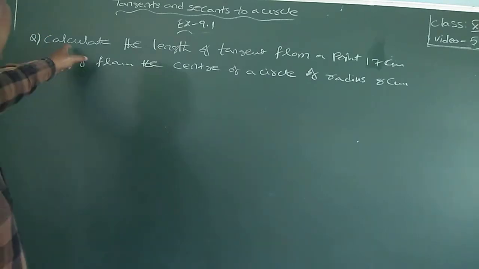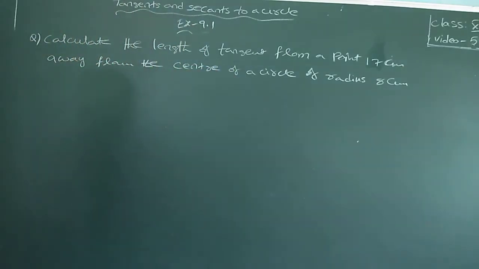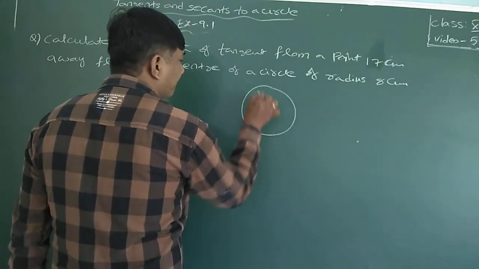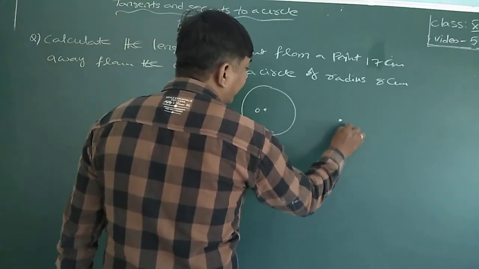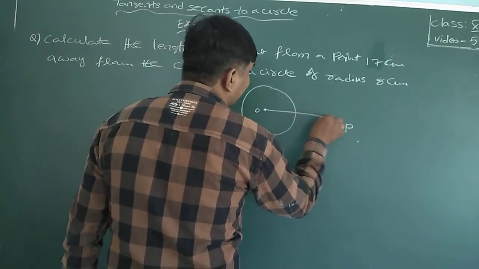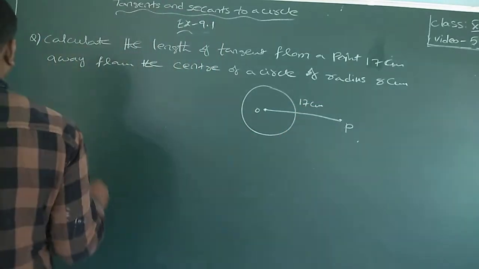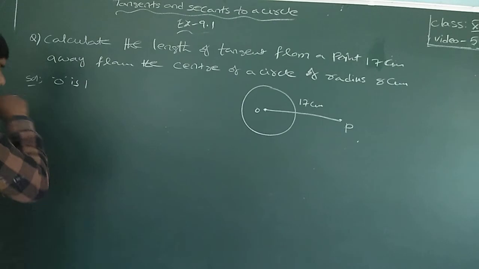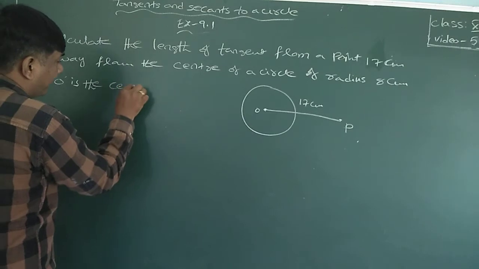See here, calculate the length of the tangent from a point 17 centimeters away from the center of the circle. This is the circle, the center of the circle is O. From this O, there is a point P which is 17 centimeters away from the center. 15 is given in the textbook, I am taking 17. O is the center of the circle.